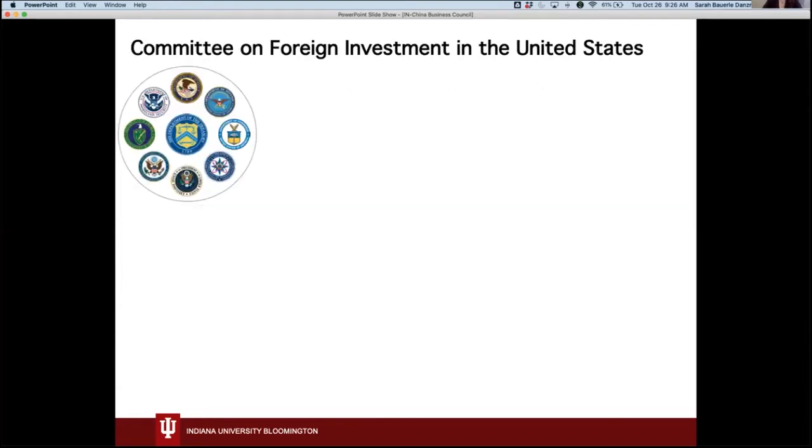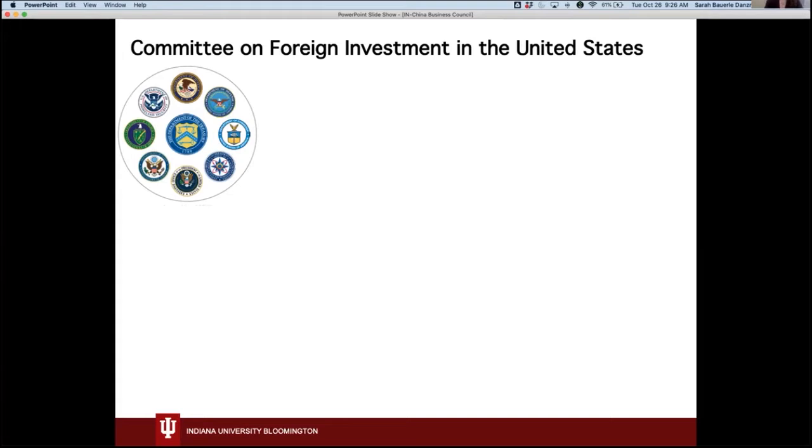Okay, so now that I've convinced you that you need to learn more about investment screening regulation, I want to overview how investment screening or investment security review works in the United States. The screening mechanism in the United States is called the Committee on Foreign Investment in the United States, or CFIUS. And CFIUS was created in 1975 by executive order and has since undergone 3 major regulatory changes, all of which have expanded the scope and strengthened the committee's authorities.